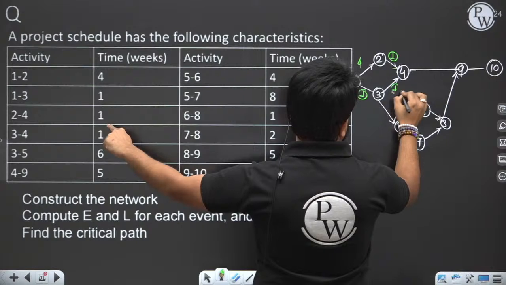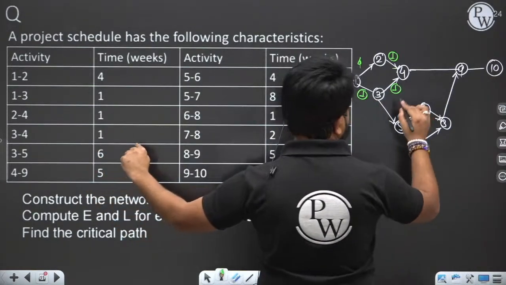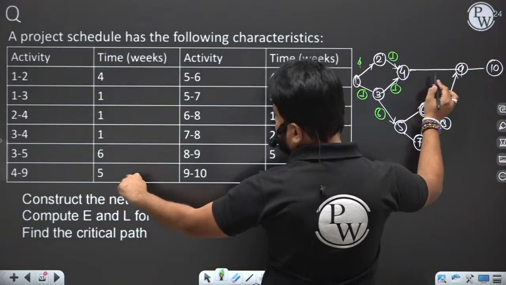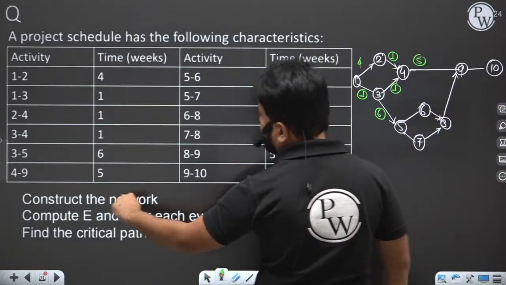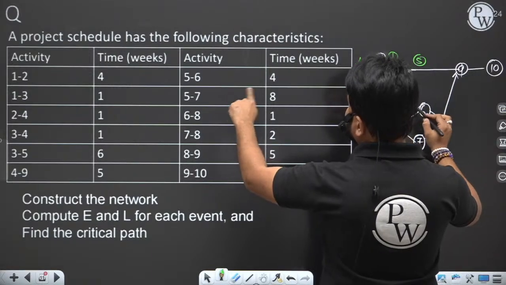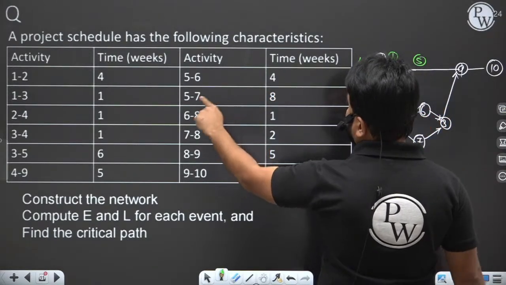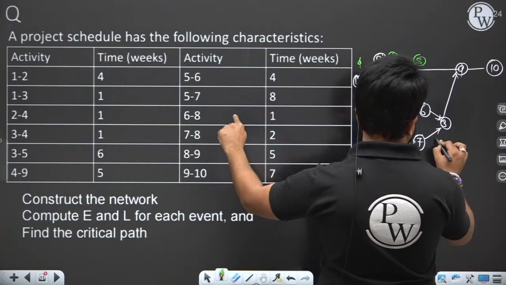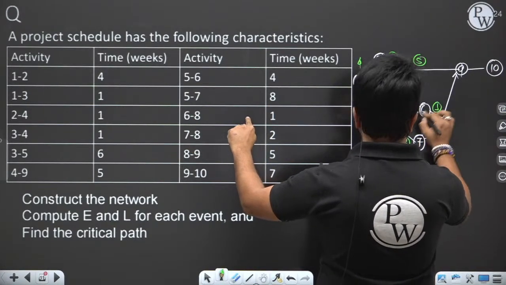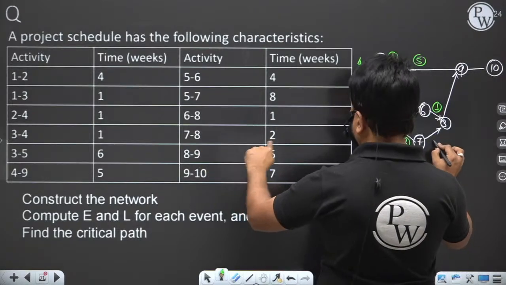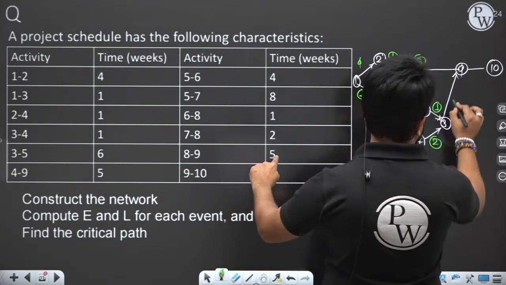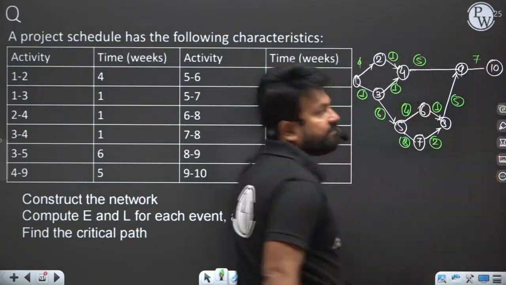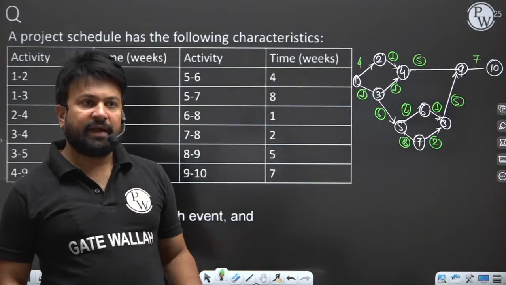3 to 4 is 1, right? And 3 to 5 is 6. 4 to 9 is 5, right? 5 to 6 is 4, right? 5 to 7 is 8, right? 6 to 8 is 1, right? 7 to 8 is 2, right? Then 8 to 9 is 5. 9 to 10 is 7, right? Am I clear now?